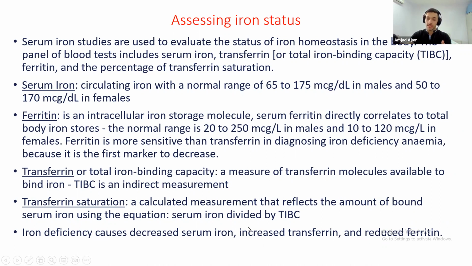However, the transferrin will increase. We said that transferrin transports the iron in the plasma, right? So how our body responds is that the cells will start to synthesize more transferrin, so we can bring more iron. So when someone has low iron, the serum iron will decrease, transferrin will increase so that we can get more iron, and the ferritin will decrease because we don't have iron. So we can look at those measurements together to check if someone has an iron deficiency or is normal.